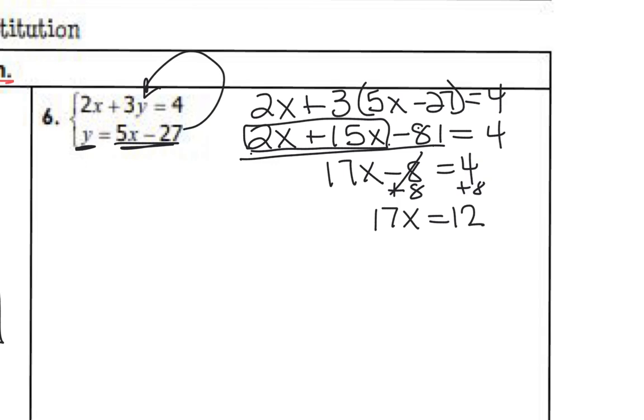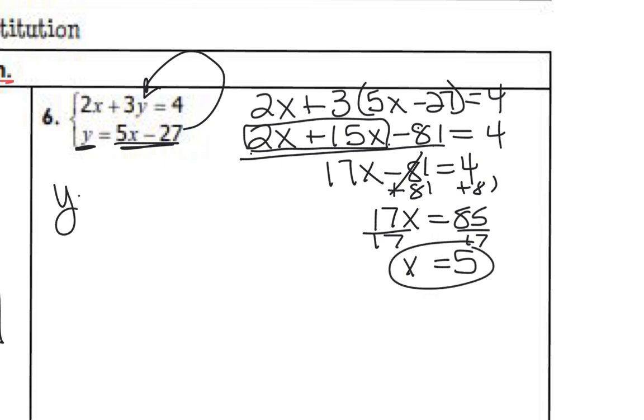Oh, I forgot my 1, didn't I? It's not 8, it's 81. So this is 85. Divide by 17. So x equals 5.